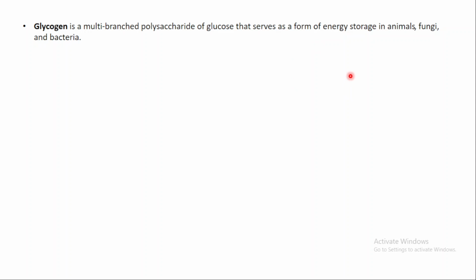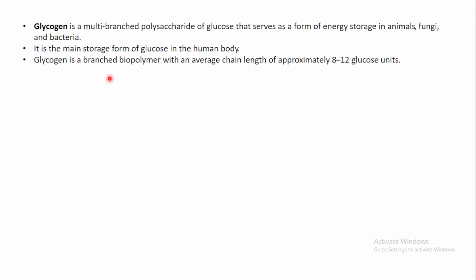So in humans, we have the liver storing glycogen. The liver is a powerhouse for storing glycogen, and whenever the body needs energy or whenever you go on a fasting diet, the liver converts this glycogen into energy. It is the main storage form of glucose in the human body. This is what I was talking about. Glycogen is converted into glucose in the liver hepatocytes. Glycogen is a branched biopolymer with an average chain length of approximately 8 to 12 glucose units.